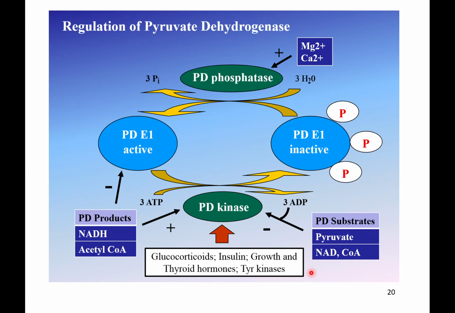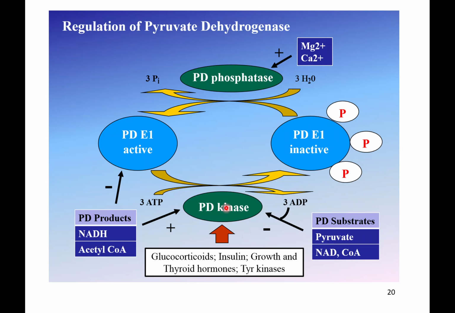Okay. How is this regulated? Well, it turns out the whole complex is regulated based on whether the E1 subunit is phosphorylated or not. When E1 in pyruvate dehydrogenase complex is phosphorylated, it's inactive. And when it's dephosphorylated, it's active. So there's two regulatory elements, and they're on, I believe, the same actual enzyme. One is a pyruvate dehydrogenase kinase, or PD kinase, that adds the phosphate groups. The other is a phosphatase, which removes the phosphate groups. We're going to focus primarily on the kinase, what's adding the phosphate groups.